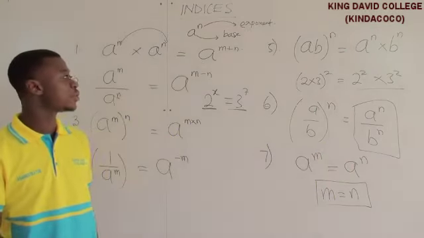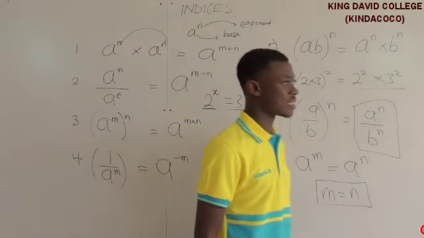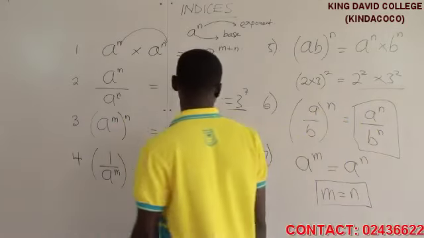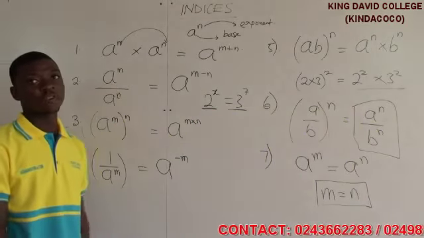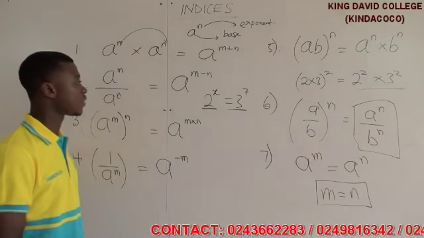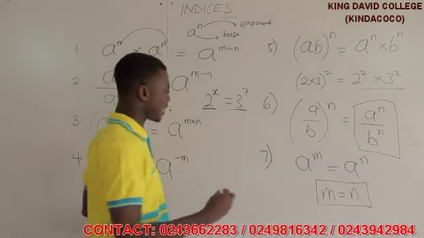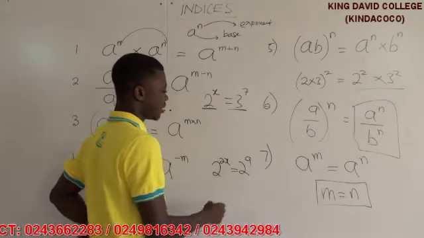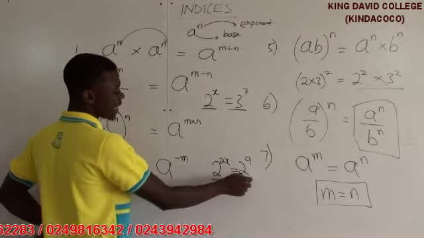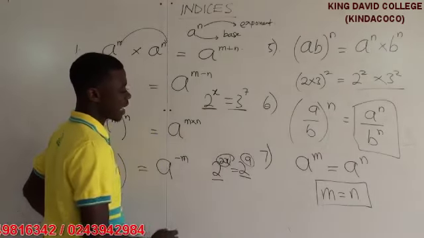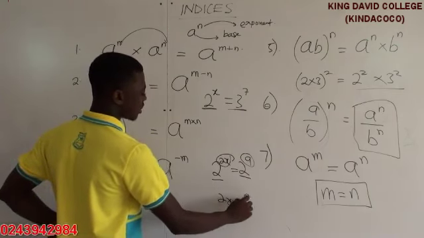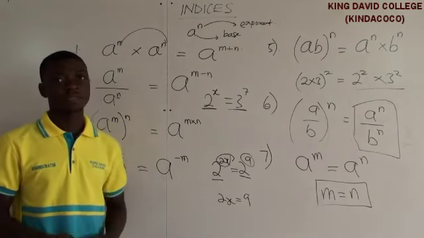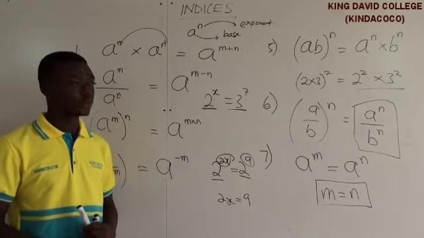So now with these few laws of indices, we can actually go on to solve any index problem we are faced with. For instance, the very last law, if I give you something like 2 to the power 2x is equal to 2 to the power 9, you can easily do this. The bases are the same, so we can equate the exponents. So 2x should be equal to 9, so x is 9 over 2. Simple as that.